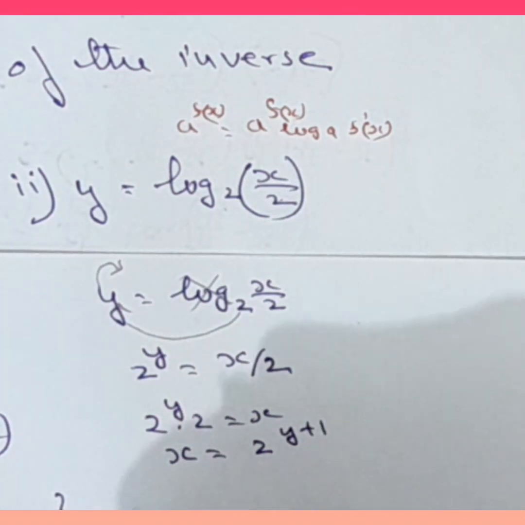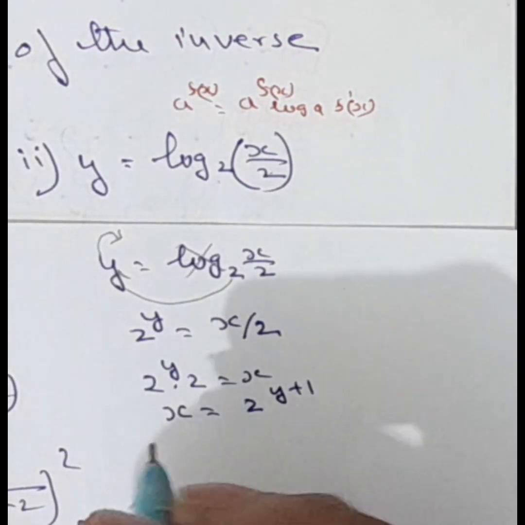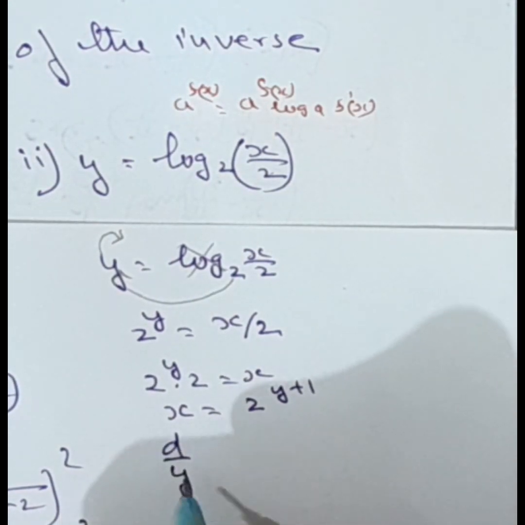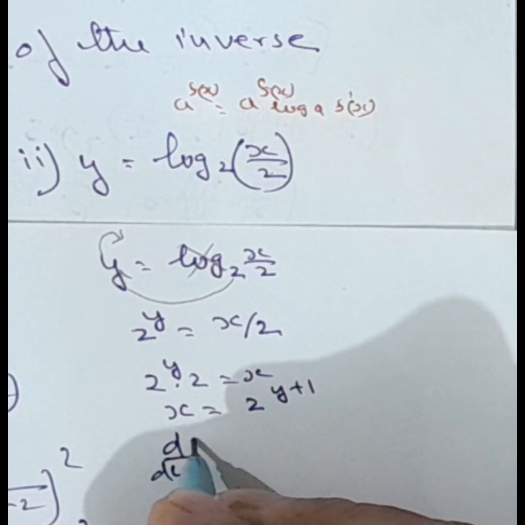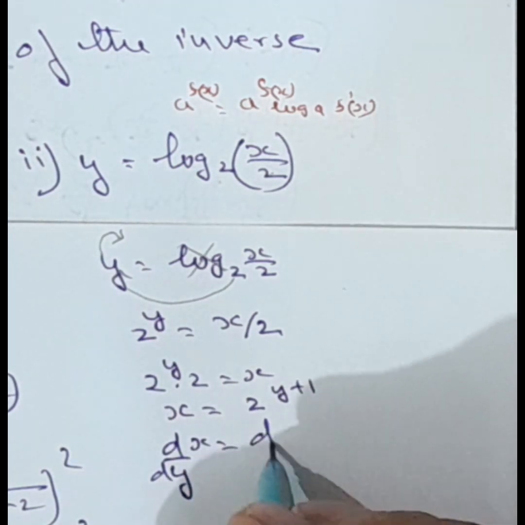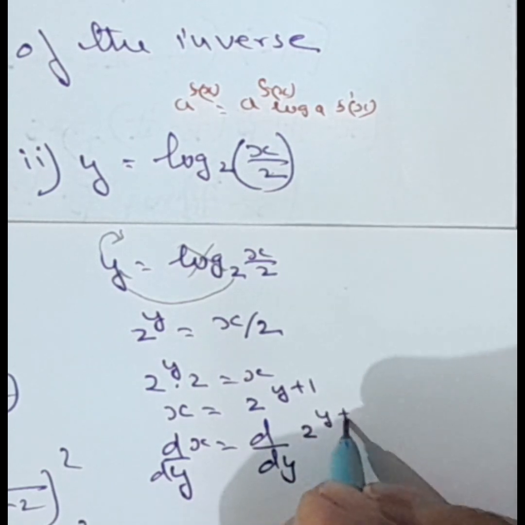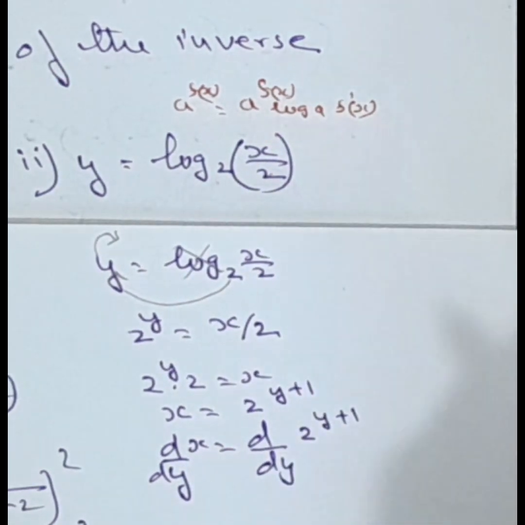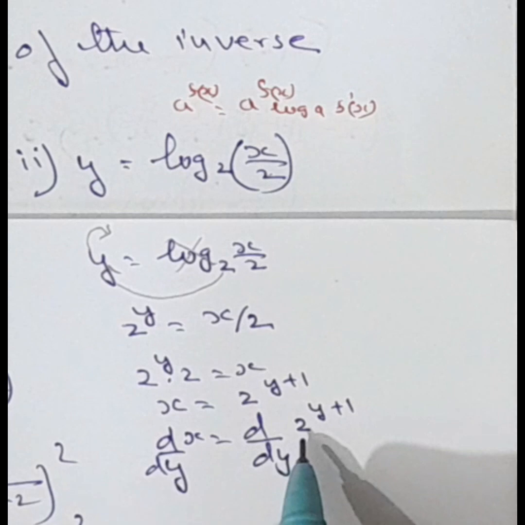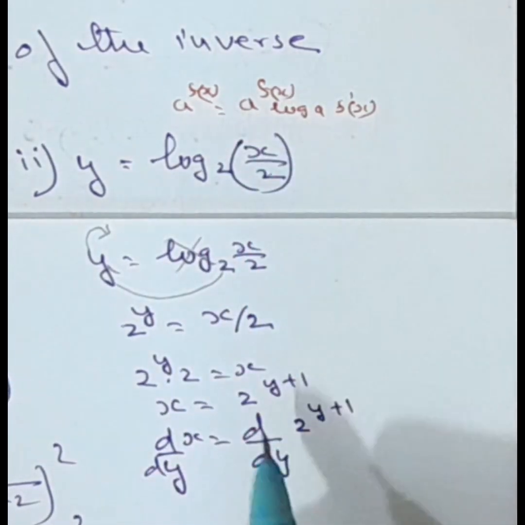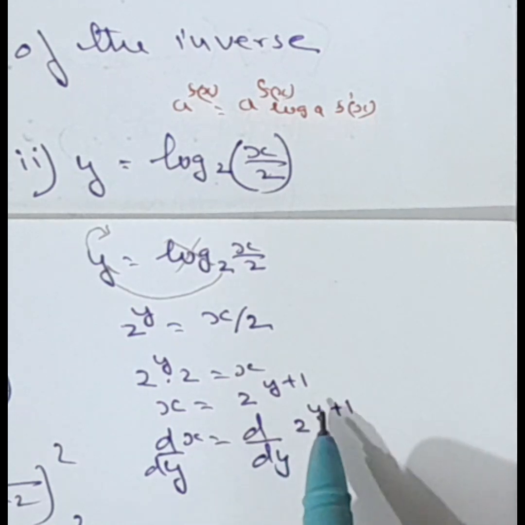Fine. Okay. Now what? Now the step is to differentiate: d by dy of x is equal to obviously d by dy of 2 raised to y plus 1. Alright. Now this is what I was reminding you about, the formula. Now this is a raised to f(x). Now here it is f(y) obviously.